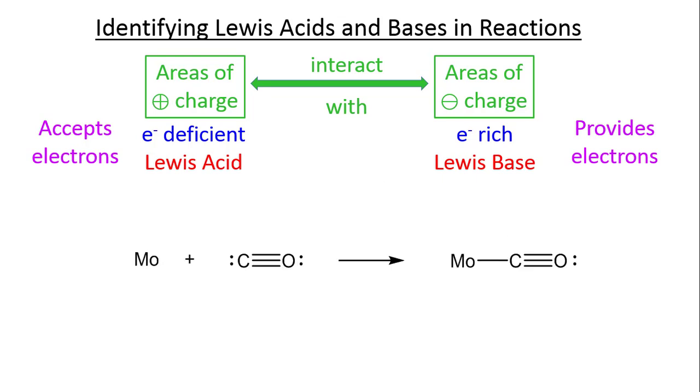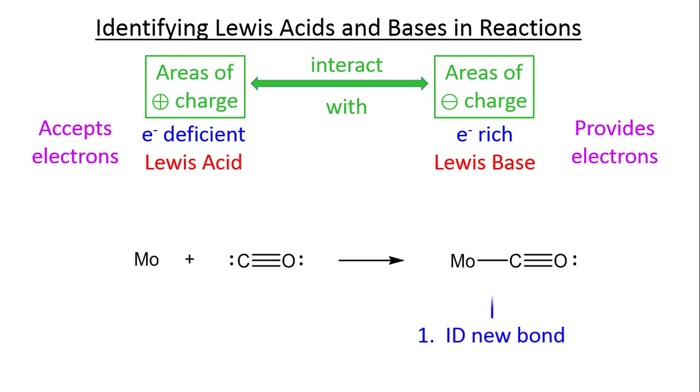In this reaction, molybdenum reacts with carbon monoxide to form a new molecule. Molybdenum is a neutral atom, so it's hard to determine if it will be an acid or a base. Same with carbon monoxide, although the carbon and oxygen should have partial charges. But if we know the reactants, let's work backwards from the product.